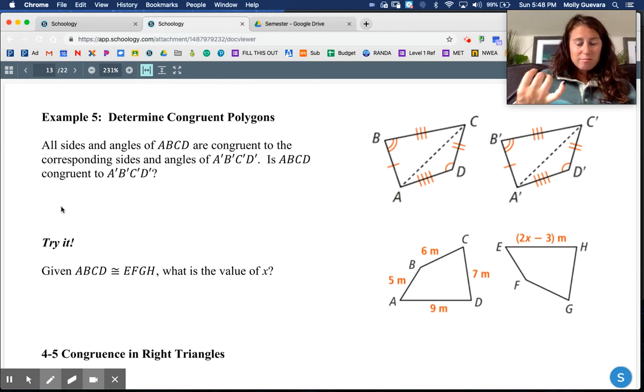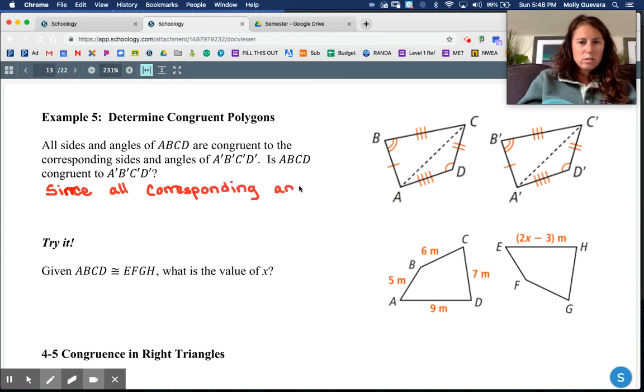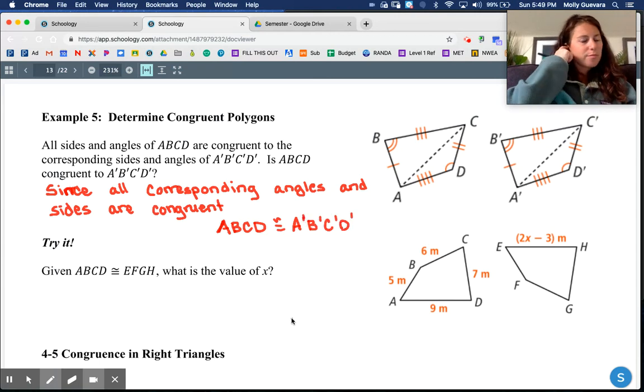So that's okay. We can just say that, right? Oops, since all angles, nope, let's change that. All corresponding angles, right? Angles that are in the same position. So all corresponding angles and sides are congruent. So since all the corresponding angles and corresponding sides are congruent, I can say that ABCD is congruent to A prime, B prime, C prime, D prime.